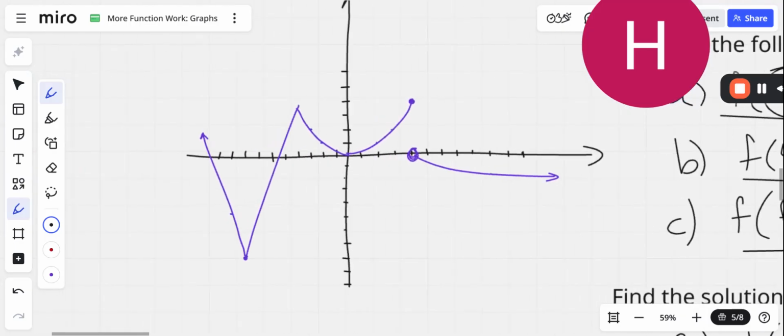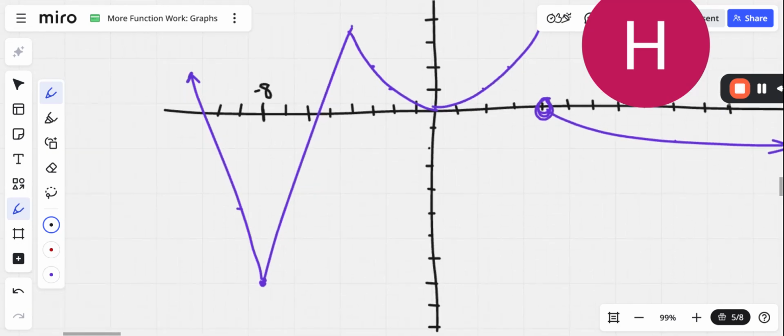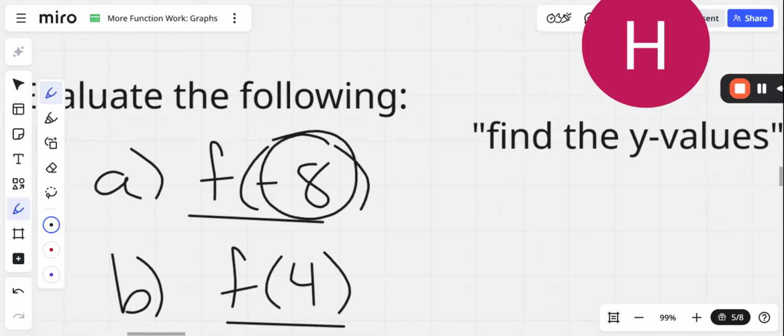You have to count carefully. Here is negative 8. And how far down is that? I put a nice dot there. 1, 2, 3, 4, 5, 6, 7, 8. That means that the value of the function when x equals negative 8 is also negative 8. That's because the y value is negative 8.